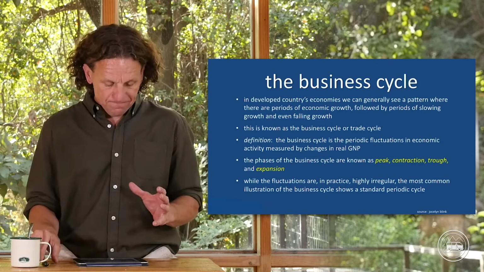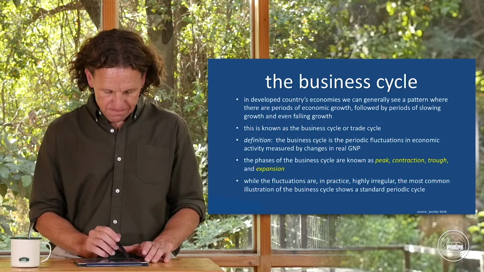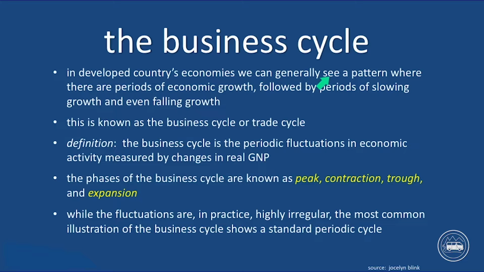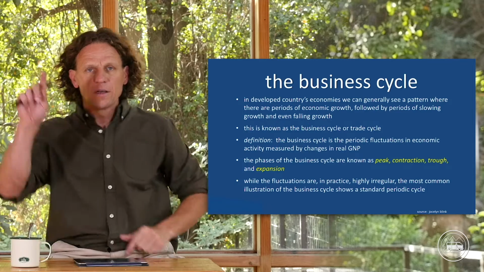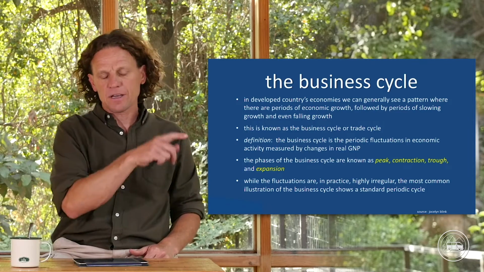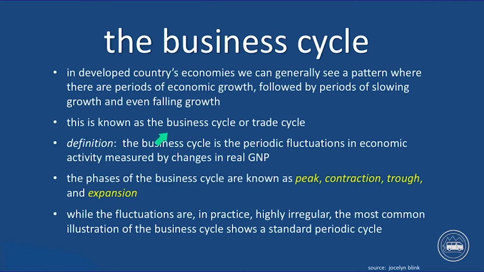The business cycle in developed nations is a pattern where there are periods of economic growth followed by periods of slowing growth and even falling growth. So it's a cycle. What does a cycle look like? It looks like that. Up and down and up and down and up and down, okay? And this is known as the business cycle or trade cycle.